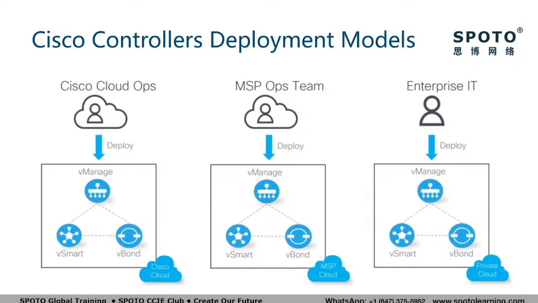We have discussed three components: vManage, vSmart, and vBond. These three components are the controllers of the SD-WAN solution. Three of them can be deployed in Cisco CloudOps and managed by Cisco CloudOps. You can consume these as a service. Or they can be deployed and maintained by an MSP, Managed Service Provider, or Cisco, and you consume them as a service as well in the MSP cloud or in the Cisco cloud.